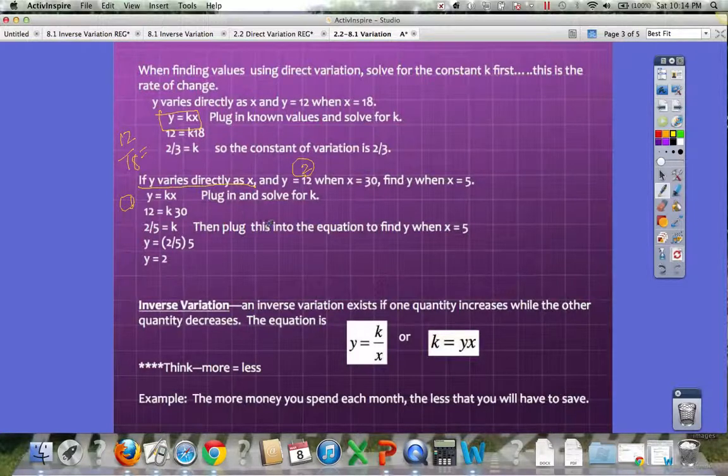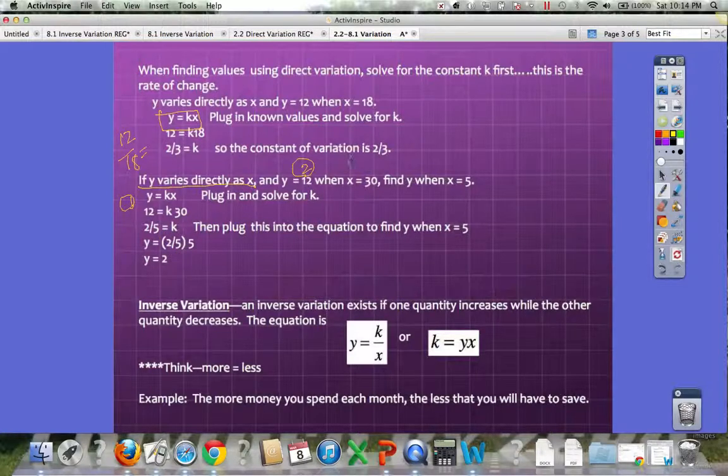Then you're going to take that k and plug it into your equation and finish finding it. It says find y when x is 5. So if we know what k is, we plug that in. It says when x is 5, we find y. So 2/5 times 5, which will give us y is equal to 2.